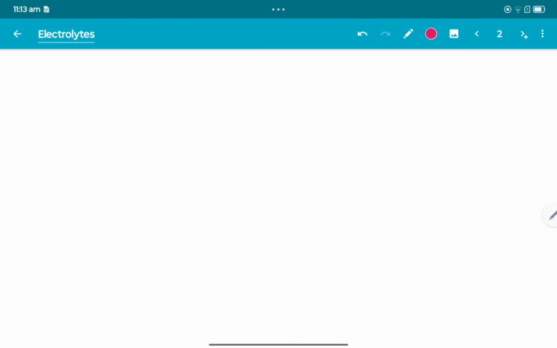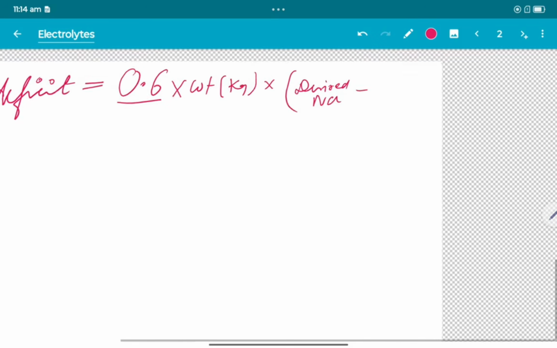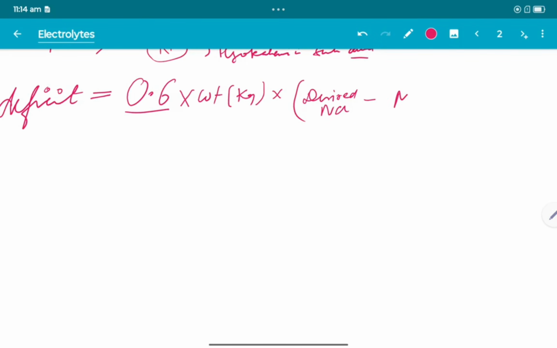And now we will calculate the sodium deficit. How to calculate the sodium deficit? The formula is 0.6 into weight in kg into desired sodium minus the measured sodium. These two values are in milliequivalent per liter. This is also in milliequivalent per liter.